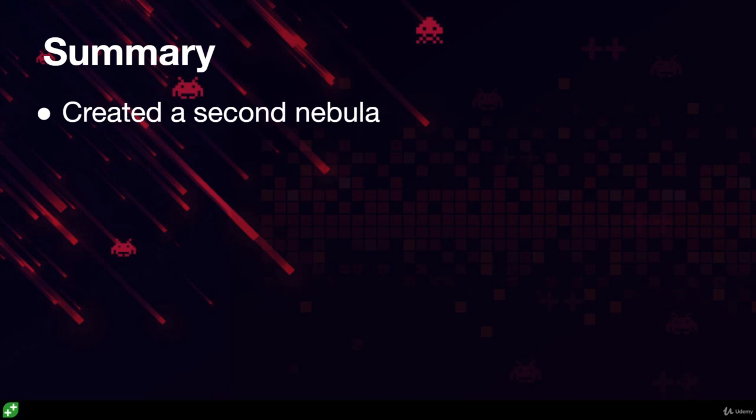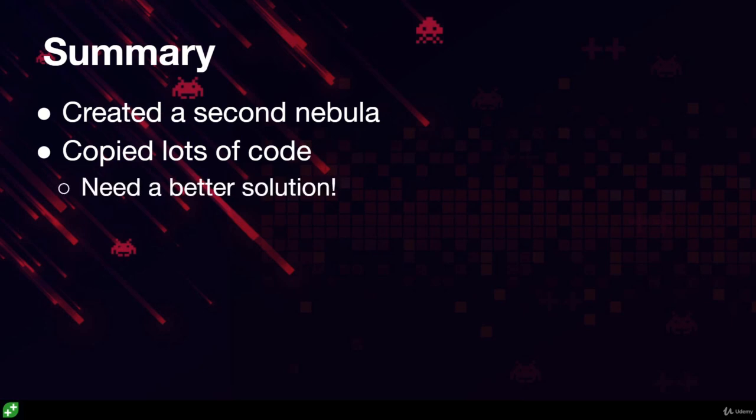Okay, so in summary, we created a second nebula, which means we created all of those variables that we needed to draw the nebula to the screen and update its animation frame. This means we copied lots of code, an action that is typically very error-prone and not recommended. And I told you to keep in mind that there must be a better solution to copying and pasting all these lines of code. In the next video, we're going to talk about how we can create our own custom data types, like those special types, the rectangle and the vector 2. And we're going to use our own custom data type to avoid copying and pasting so much code.